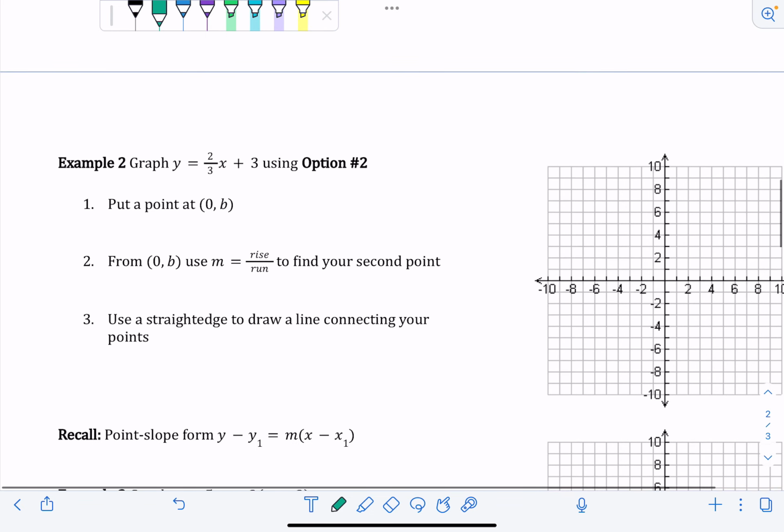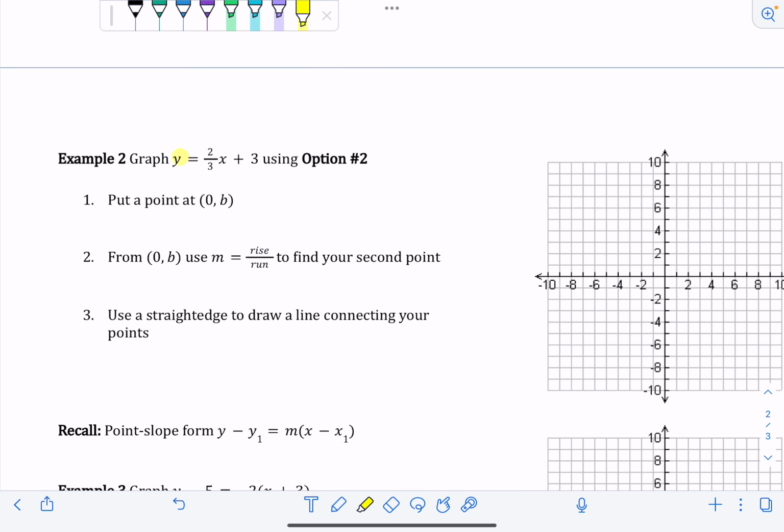Okay, example 2, graph y equals 2/3 x plus 3 using option 2. So this time just the shortcut. So I'm going to rewrite y equals mx plus b above, and then let's just identify what m and b are just to make our life a little bit easier. So m is the number that's in front of x. So m would be 2/3, and that's just our slope or our rate of change.